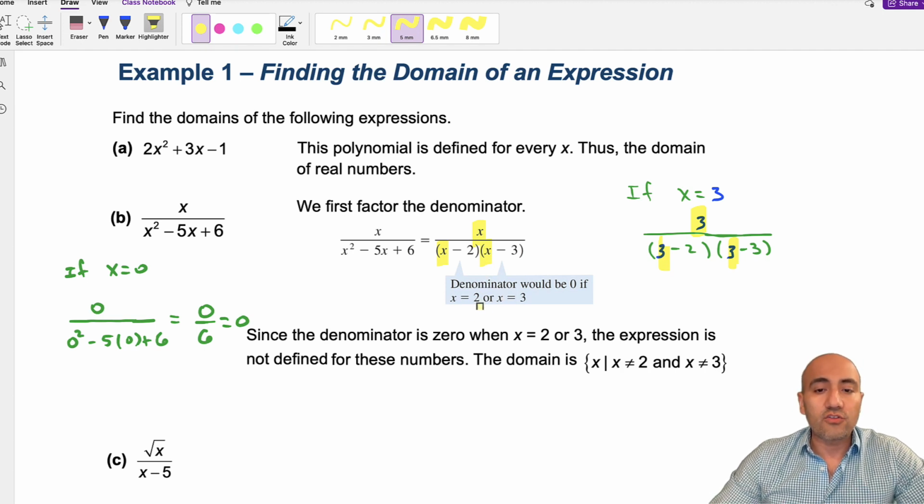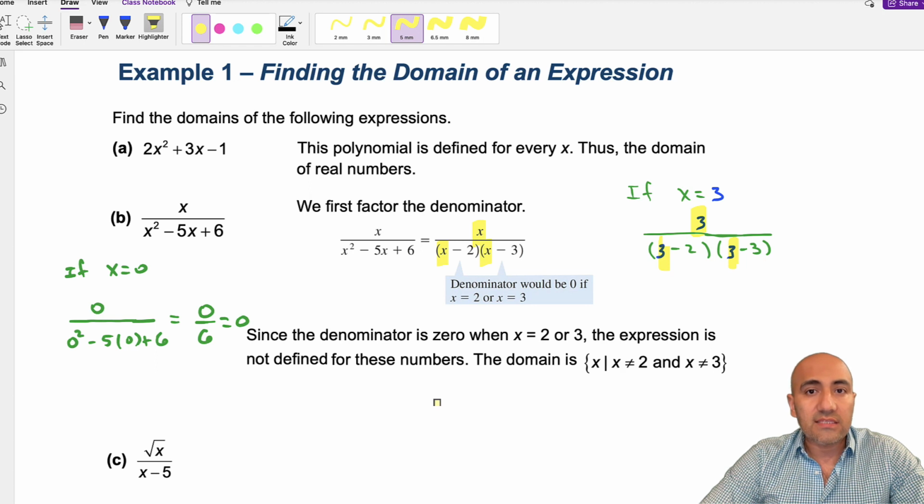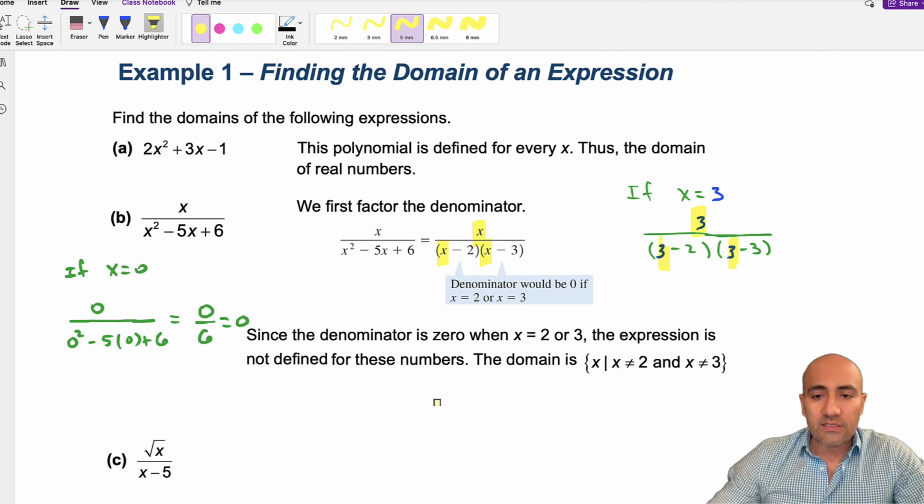So we're not allowed to have a 2 or a 3. So the domain is simply to state x is allowed to be any number at all, except x is not allowed to be a positive 2, and x is not allowed to be a negative 3. I'm sorry, positive 3. So that's what this statement down here is indicating. The domain is x such that x does not equal 2 and x does not equal 3. Good. So by default, everything else is fine. It's just identifying the things you're not allowed to have.